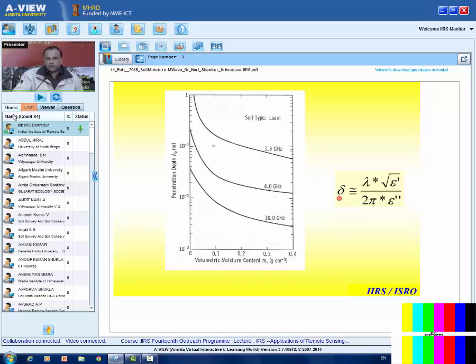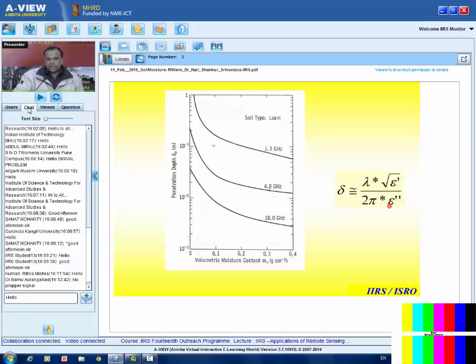And this is the formula. The penetration depth is directly proportional to wavelength, where epsilon dash is the real part of the dielectric constant, and epsilon double dash is the imaginary part of the dielectric constant. So it is directly proportional to wavelength, and if the dielectric constant is higher, then the penetration depth will be less.